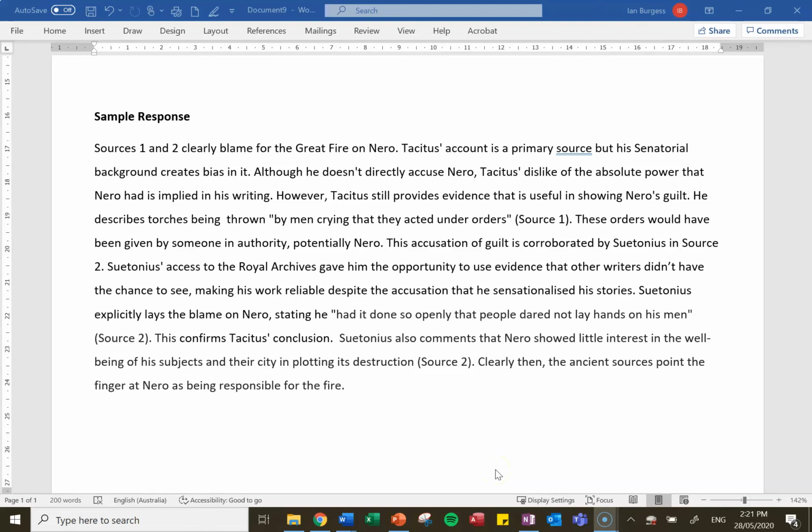So, in that response, I have discussed the reliability of the sources. I've shown their usefulness in proving the statement that appears in the question. So I've done the sorts of things that I need to do. It probably could be organised a little bit better. I could be signposting a few things a little bit more effectively, but that's why it's a sample response and not an exemplar response. And that's where it's now your turn to produce the exemplar response by thinking about what you're doing and how you're communicating your skill of evaluation.